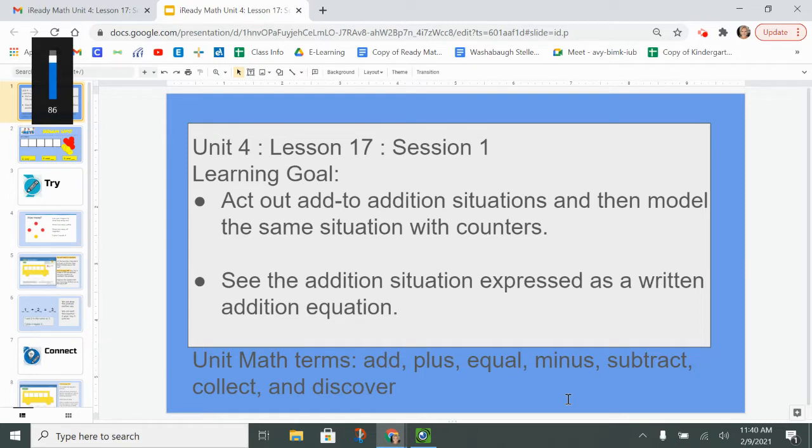So last lesson we talked about what addition is. So this lesson we're going to continue exploring addition and learning more about those words and how to add. Okay, so today is session 1. You're going to need your math workbook, a pencil, your red and yellow counters, and a red crayon. So go ahead and get those things. And when you're ready, press play and we will begin.